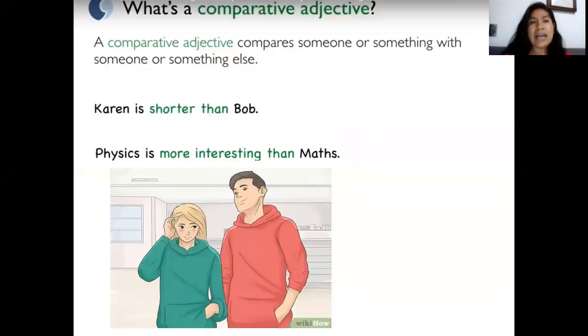A comparative adjective compares someone or something with someone or something else. For example, Karen is shorter than Bob, or physics is more interesting than math.